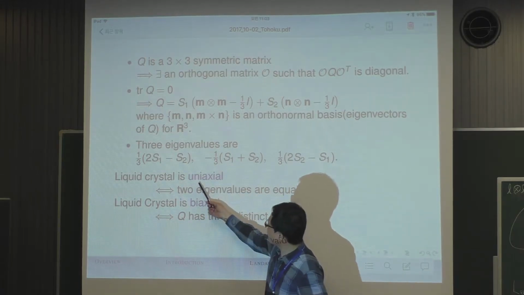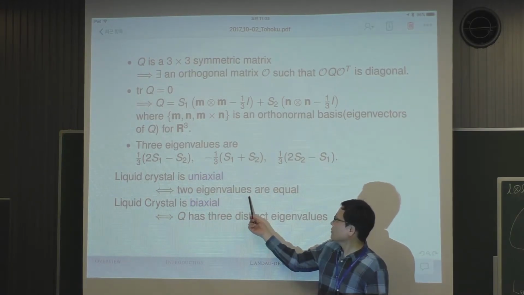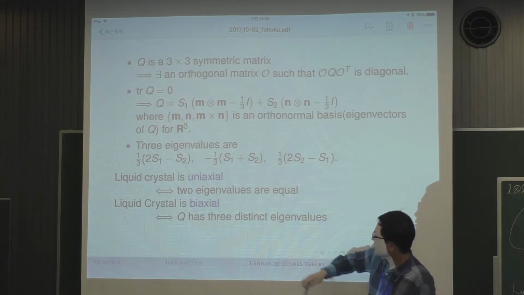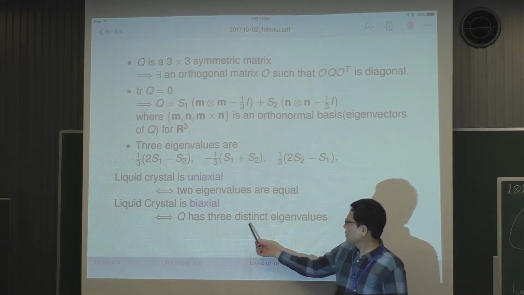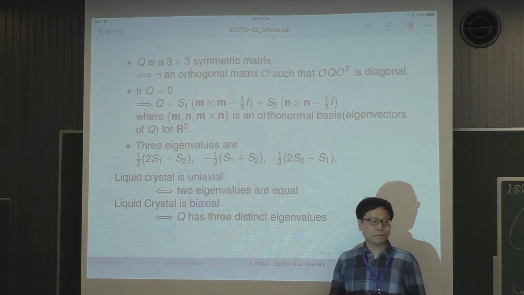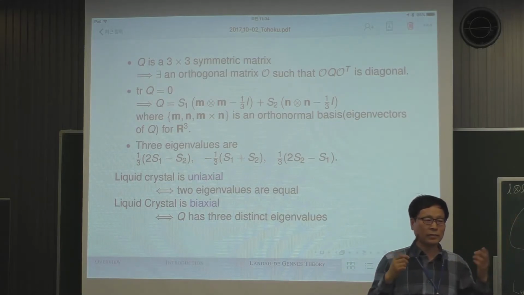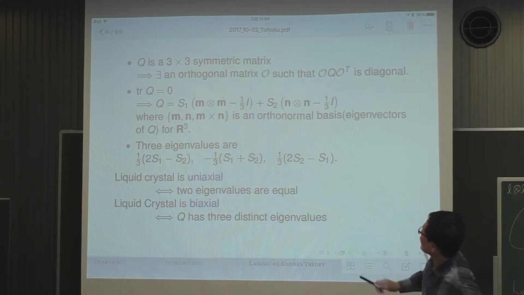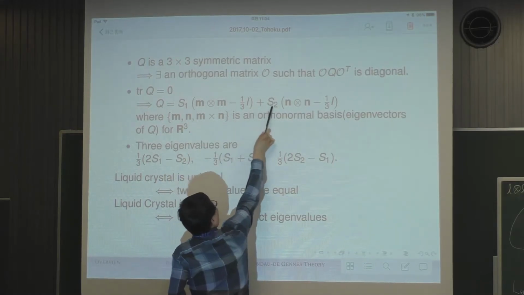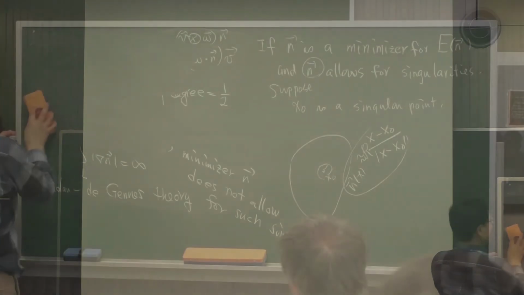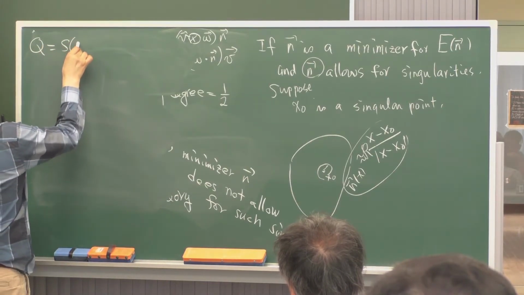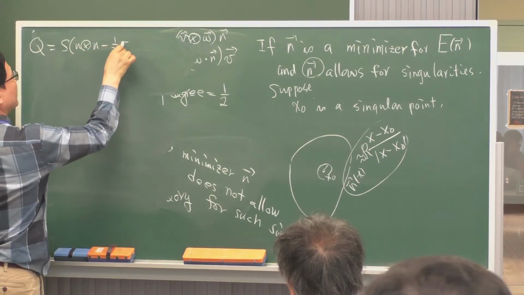A liquid crystal is uniaxial when two of the eigenvalues are equal. And a liquid crystal is biaxial when Q has all three distinct eigenvalues. So if the eigenvalues of Q are all distinct, we call it biaxial. Suppose one of S1 or S2 equals 0, that is the uniaxial case, where Q equals S times n tensor n minus 1/3 identity matrix.